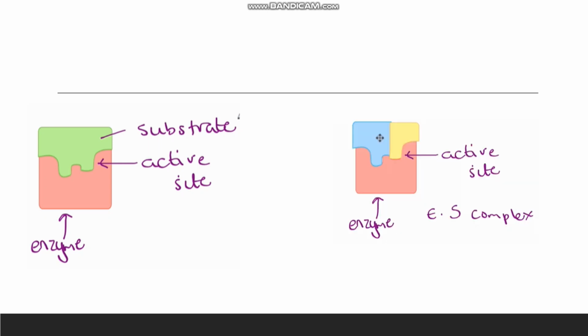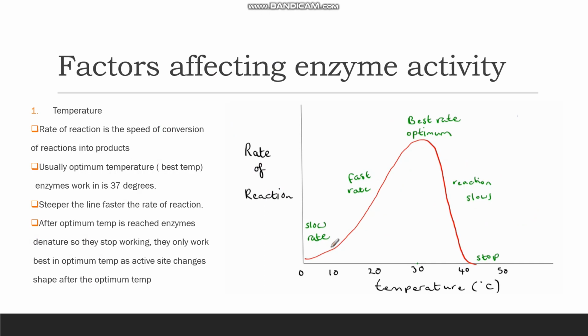So then the substrate undergoes a change and forms products. The key thing about the products is that they are no longer specifically shaped to match the active site, and therefore when they leave the active site, and this whole process, the enzyme remains unchanged, so it can be used again and again. Okay, so some factors affecting enzyme activity.